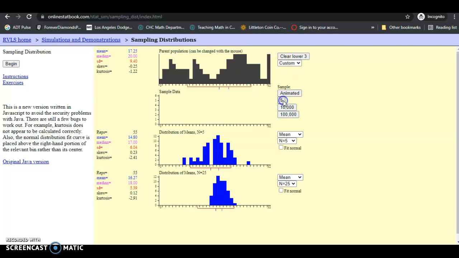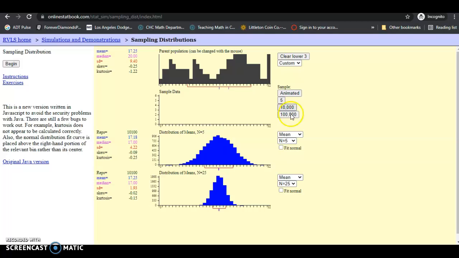Let's do this until we have 100 different samples. So you have 100 different samples for each sample size. You can see that for the smaller sample size, the graph of the sample means is more spread out, but for the larger sample size, the graph of the sample means is less spread out. So what happens if we do 10,000 samples?